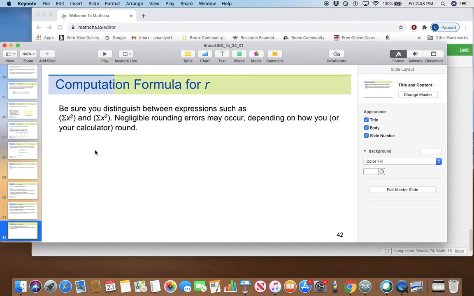Be sure to distinguish between expressions such as summation x squared and summation x to the power 2, where the power 2 should be outside. So these are different things. Negligible rounding errors may occur depending on how you or your calculator round. Of course, depending on your calculator or your computer, your rounding will be different from somebody else doing the same calculations. Okay, so this completes the lecture slides for section 4.1.